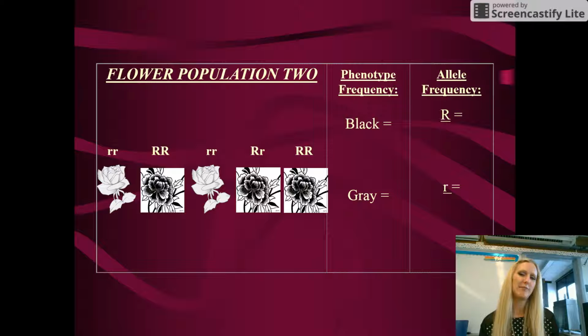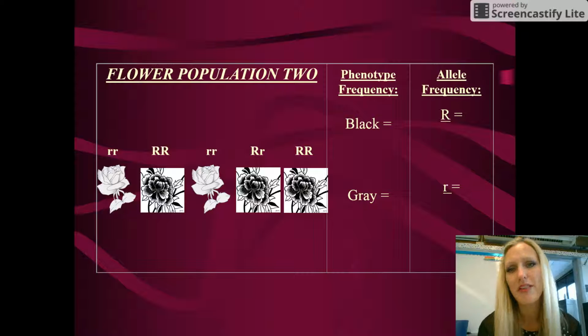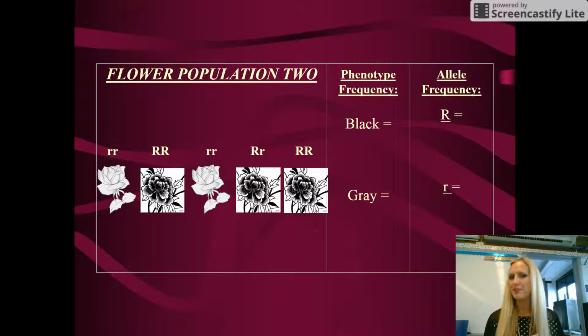Let's take a look at a second population. So here's our second flower population. Once again, we still have 5 flowers, but you notice that there's a little bit more variety in this population. So I want you to try to see if you can figure out the phenotypic frequency first. How many of the flowers are black? How many of them are gray? And write it down on your paper.